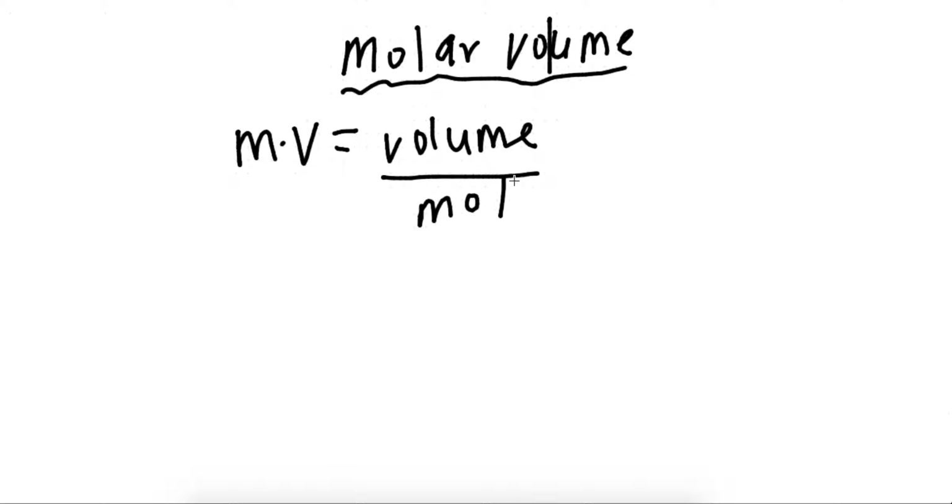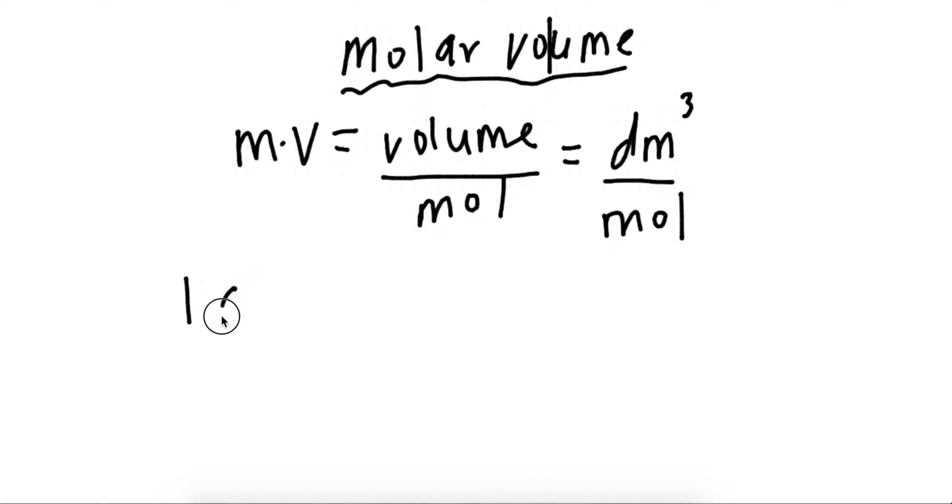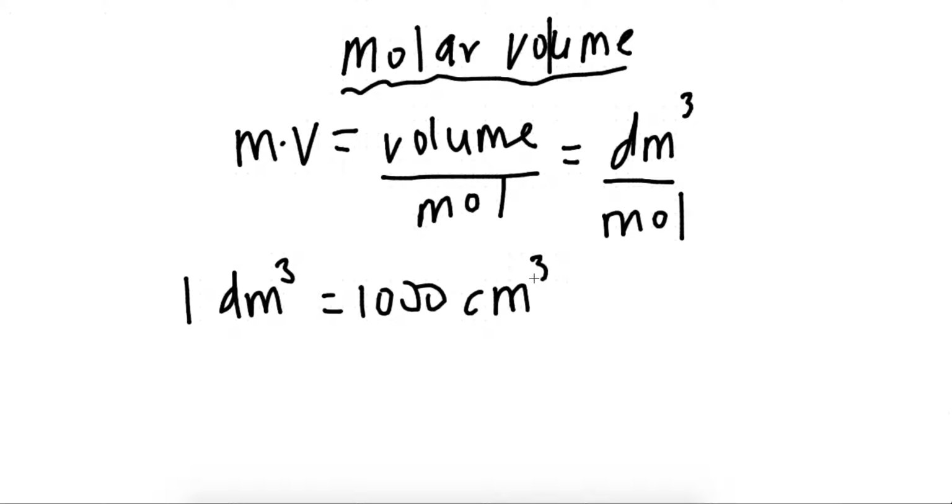The volume is always in the unit of decimeter cube. Why? I wish I knew, guys, but anyways, it's always in the unit of decimeter cube. What does decimeter cube mean? For those who don't know, 1 decimeter cube equals 1,000 centimeter cube. So in a question, if I give you the volume and the unit is in decimeter cube, don't worry about it, you just take that value.